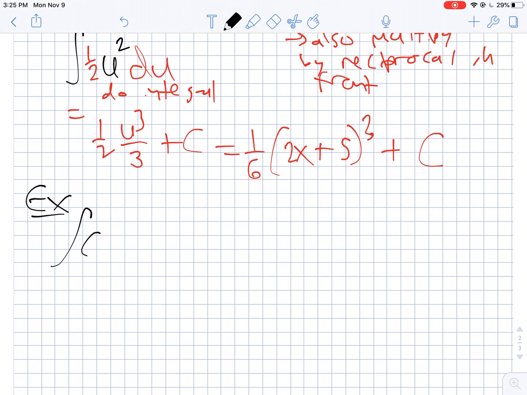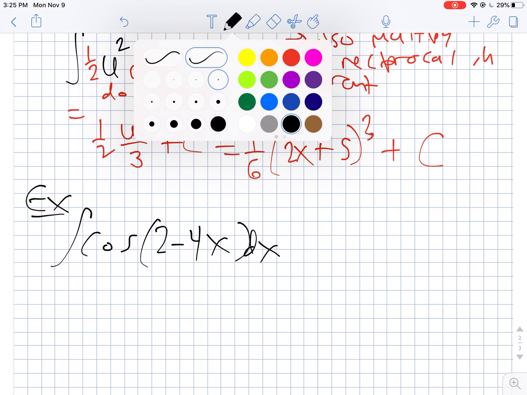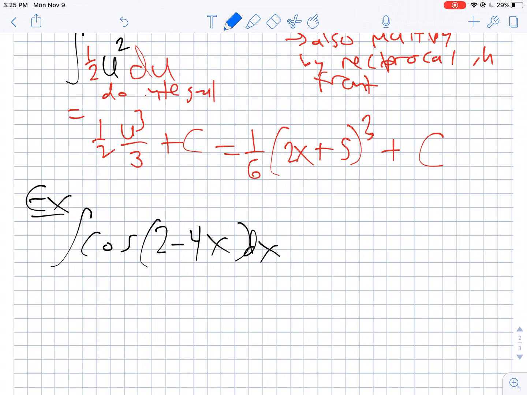So let's say we integrate cosine of (2 minus 4x). Now when you take a look at this kind of guy, you're like, okay, I don't just have cosine x, I have cosine of something else. That's your u. Your u is whatever that something else is, that 2 minus 4x. Okay, and then the derivative of that, the du, is negative 4 times a dx.